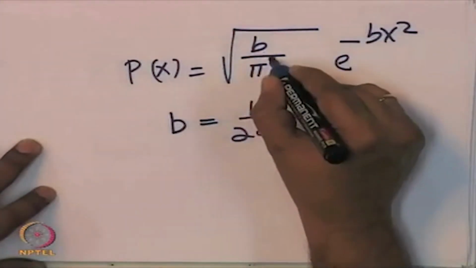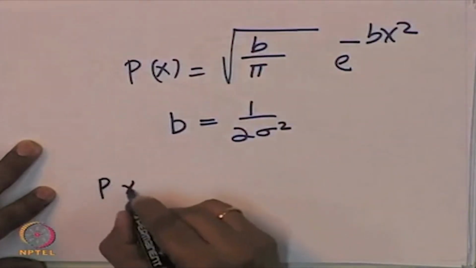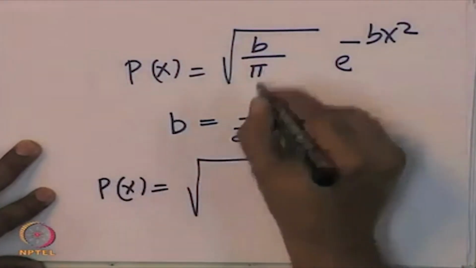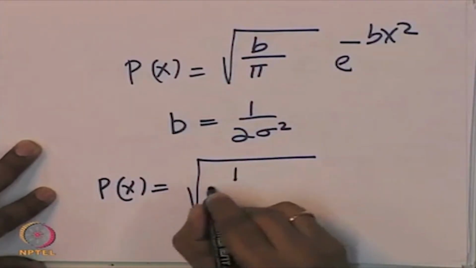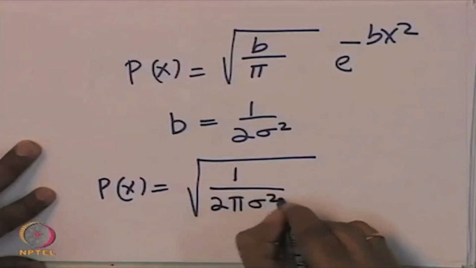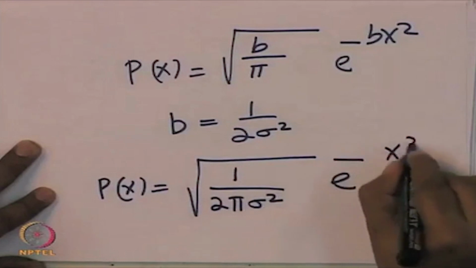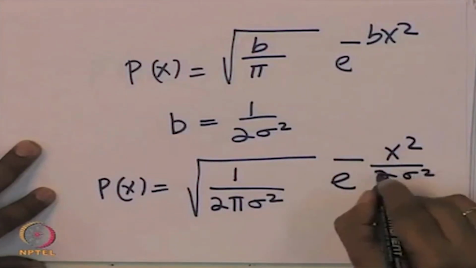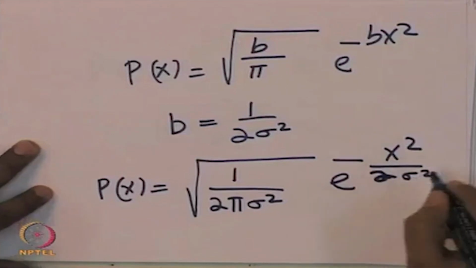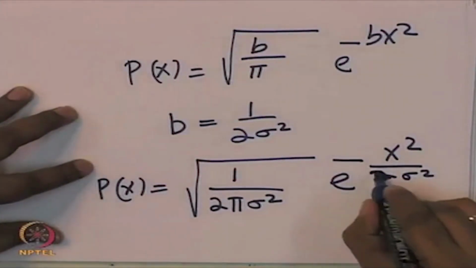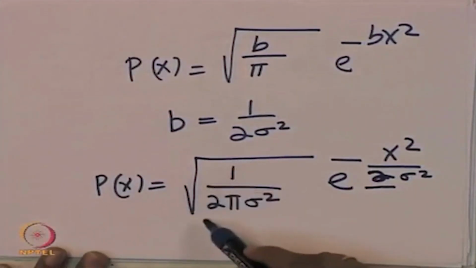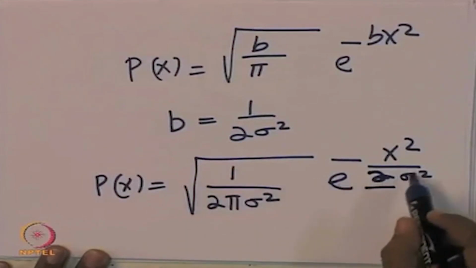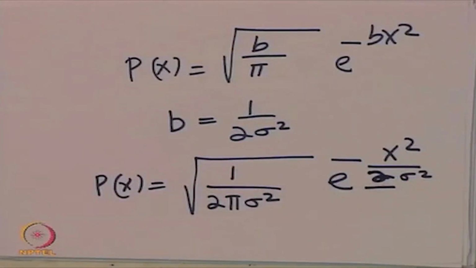If I substitute this here, what do you get? You get P of x is equal to root of b, with b being 1 over 2 sigma square, so you get 1 over 2 pi sigma square e power minus x square by 2 sigma square. So, P of x is equal to root of 1 over 2 pi sigma square e power minus x square by 2 sigma square. This is what is precisely written here.